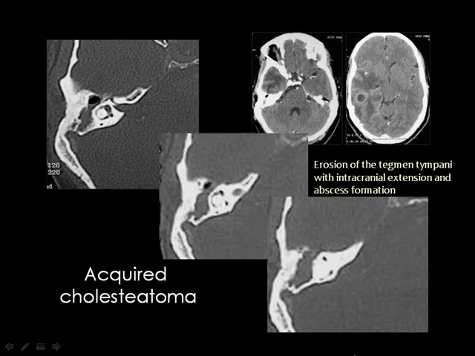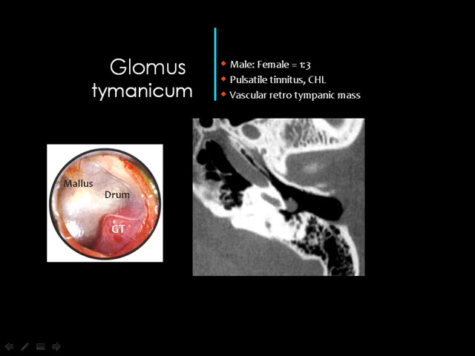Also, the tegmen tympani can be eroded, and the infection goes inside the brain and results in an abscess in the temporal lobe, as you can see. Then the glomus tympanicum is a small lesion which is also non-dependent. It's easily diagnosed by otoscope, but usually it simulates the cholesteatoma.